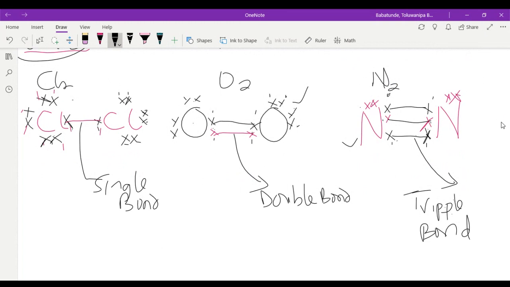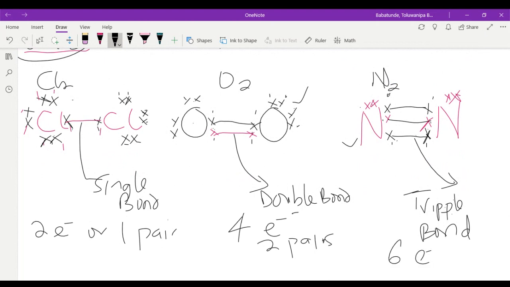So in single bond, the single bond contains 2 electrons, or we can say 1 pair. For double bond, it has 4 electrons, or you can say 2 pairs. And triple bond has 6 electrons, or we can say 3 pairs.